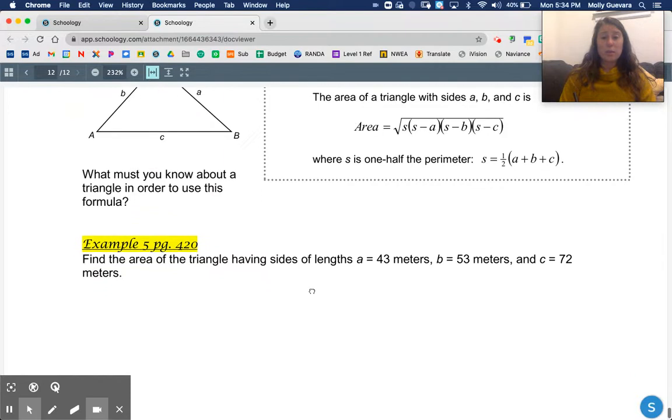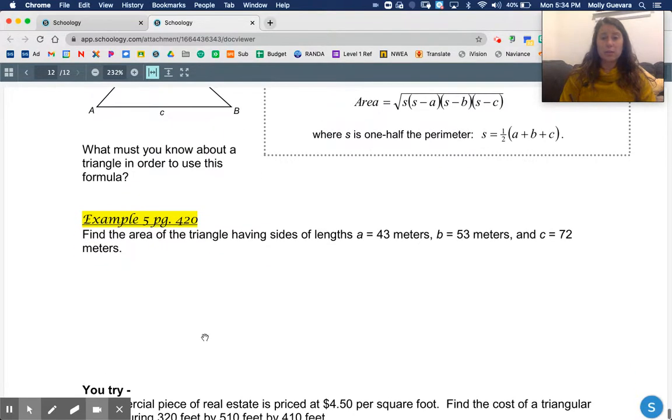So we're going to do one together, and then you guys will do one on your own, and then we'll be done. So here it says, find the area of a triangle having side lengths of 43, 53, and 72. The first thing I have to do is do 1/2, and then the perimeter. So 43 plus 53 plus 72. And that's something I can just enter into my calculator. Okay, and we get s is 84 meters. So now that I know what s is, I can find the area.